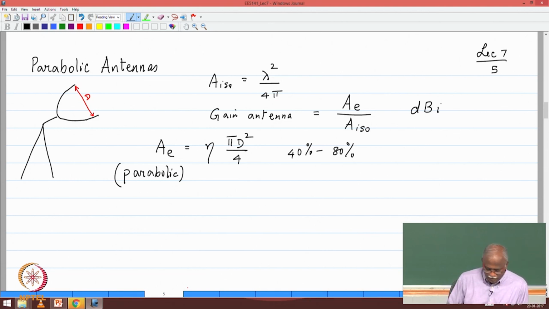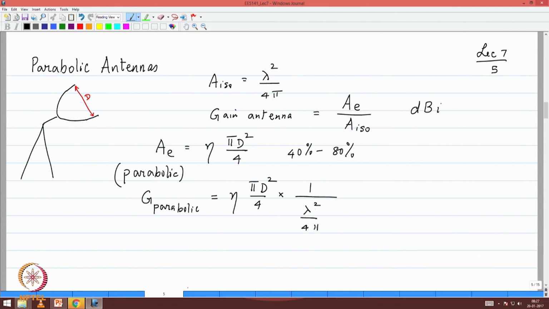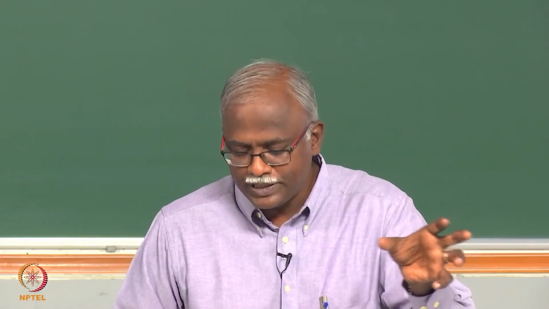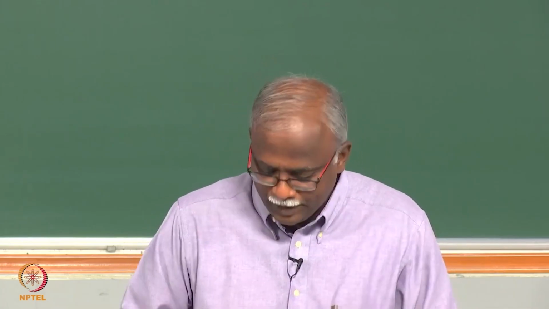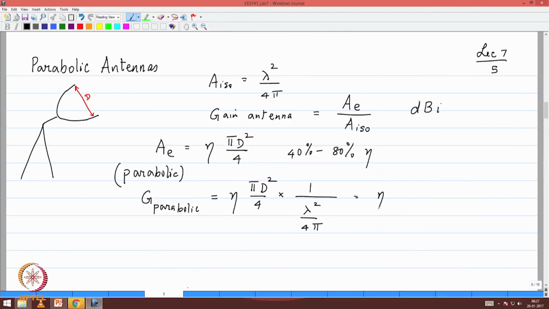So if I now were to ask for the gain of a parabolic antenna, G of a parabolic antenna would be eta times pi d squared by 4 into 1 over lambda squared by 4 pi. So basically the effective area of a parabolic antenna divided by the area of an isotropic antenna. What is 40 to 80%? The eta. The efficiency of a parabolic reflector, or any antenna, is in that range. So the cross-sectional area times the efficiency gives you the effectiveness of the antenna. So this is given by eta times pi d by lambda whole squared.